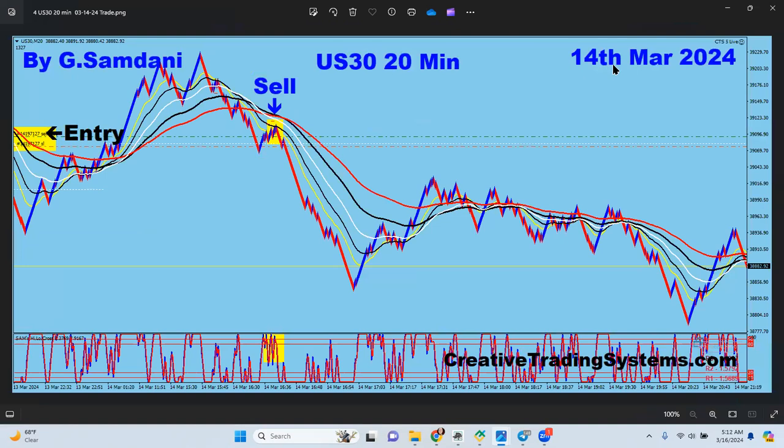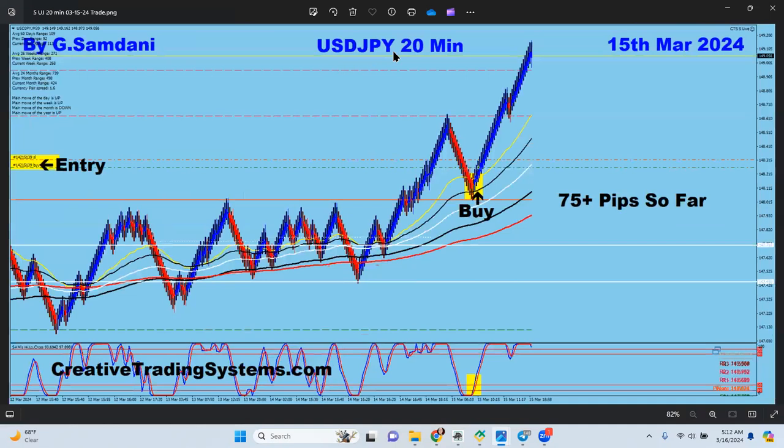So now this one is on the 14th, US30, 20 minute. This is the beautiful entry here, and then all the way down here. Sell orders right there. And this one is USD yen 20 minute. It went up on the 15th, 75 pips.